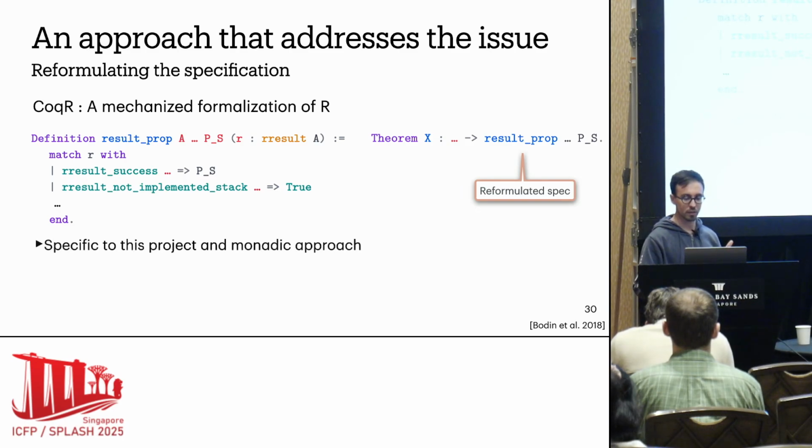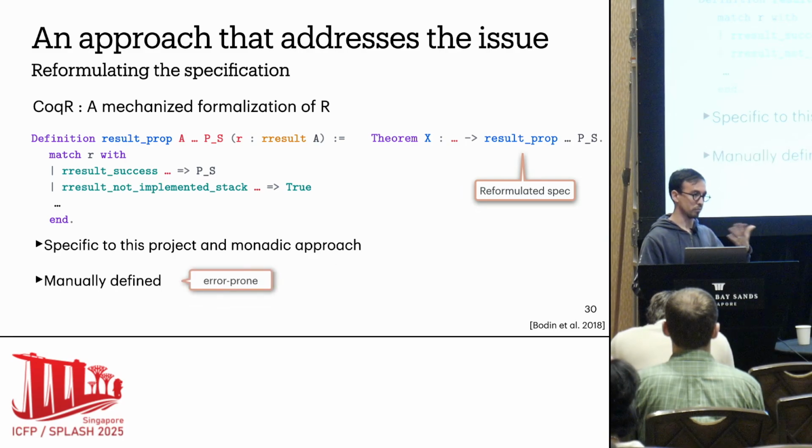The only thing is that this is specific to this project and the monadic approach that they used, and that it's manually defined, so it's prone to human errors. And the last thing is that it's only on the conclusion. So the question is, what happens if you are assuming something of an incomplete program and so on? And so we wanted to take this approach and make it more systematic.